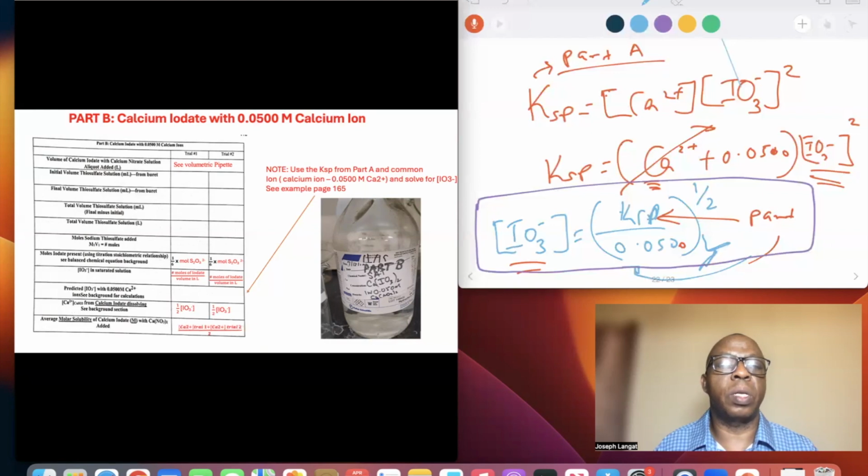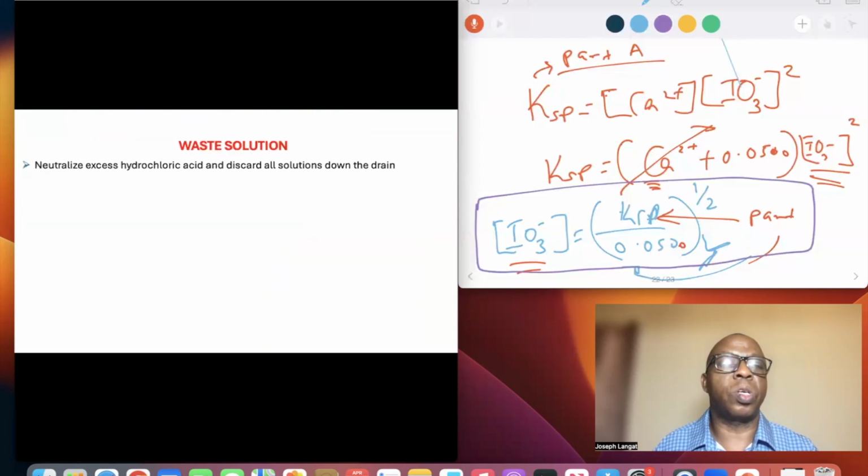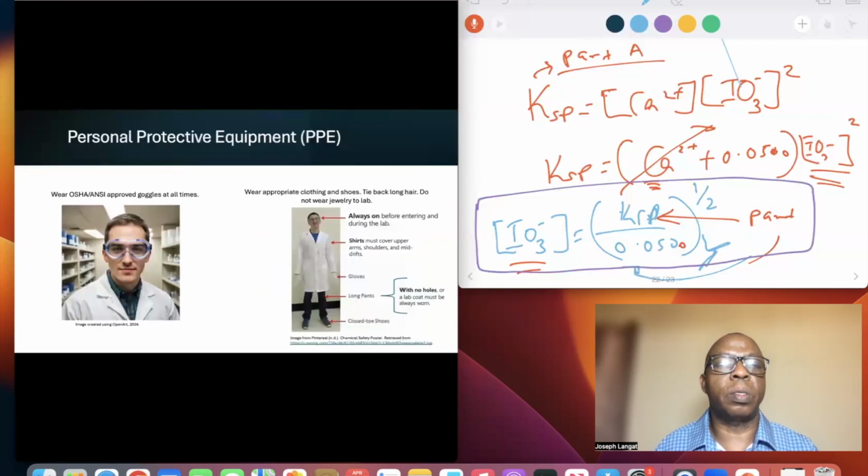Once you're done, the solution can go down the drain. You can neutralize or just discard down the drain, except if you have excess HCl, you can neutralize before discarding down the drain. Remember PPE: wear safety goggles, closed-toe shoes, and a lab coat.